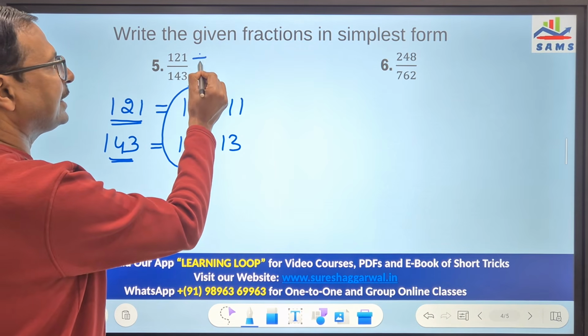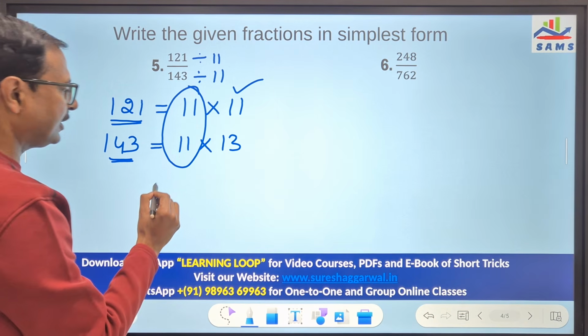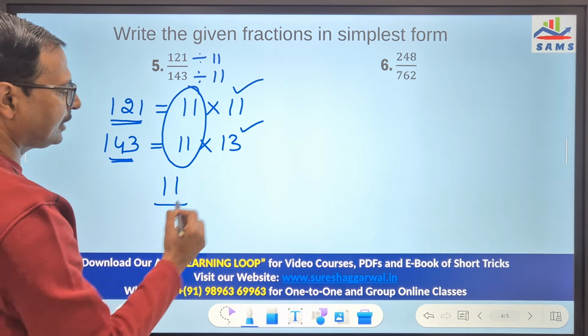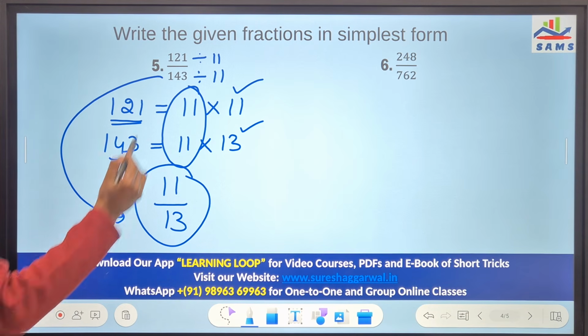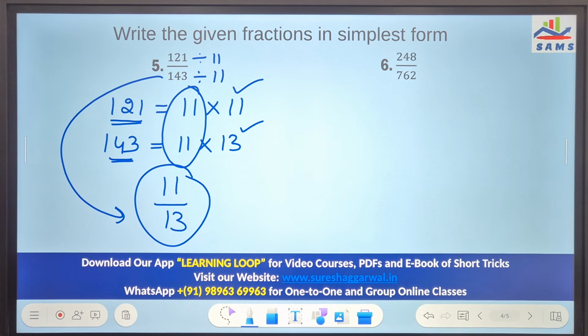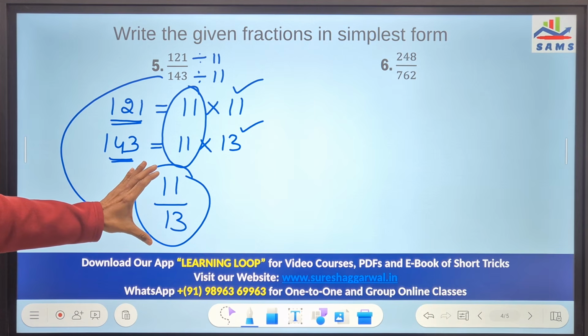So when you divide the numerator by 11 and the denominator by 11, you will get 11 in the numerator and 13 in the denominator, which is actually the simplified form of 121 over 143. And why is this the simplified form? Because 11 and 13 both are prime numbers. They are co-prime. They cannot be divisible by any number except 1.